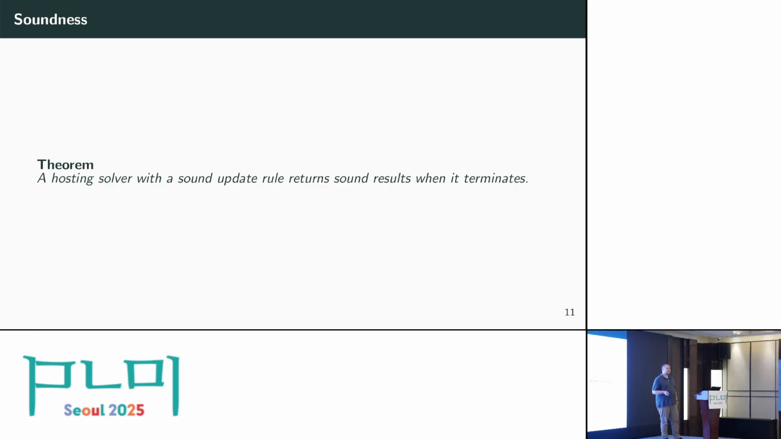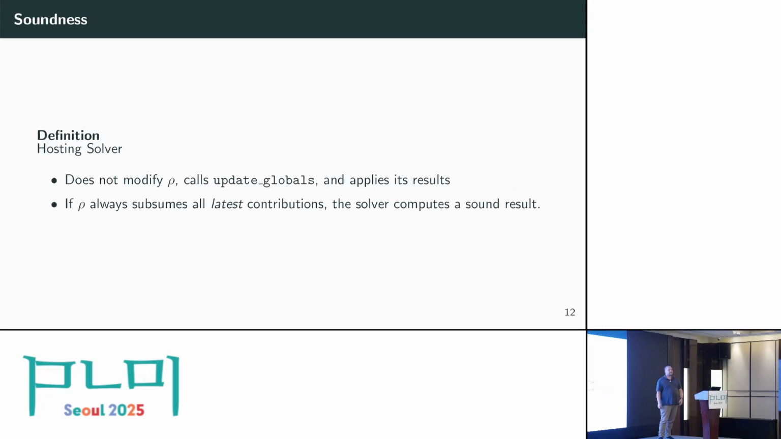Now there are two terms here that we should probably talk about. The first one is hoisting solver. What do we mean by this? Well, the first property is this thing that I mentioned. It's not supposed to modify this rho itself, but always rely on the update rule for the updates.